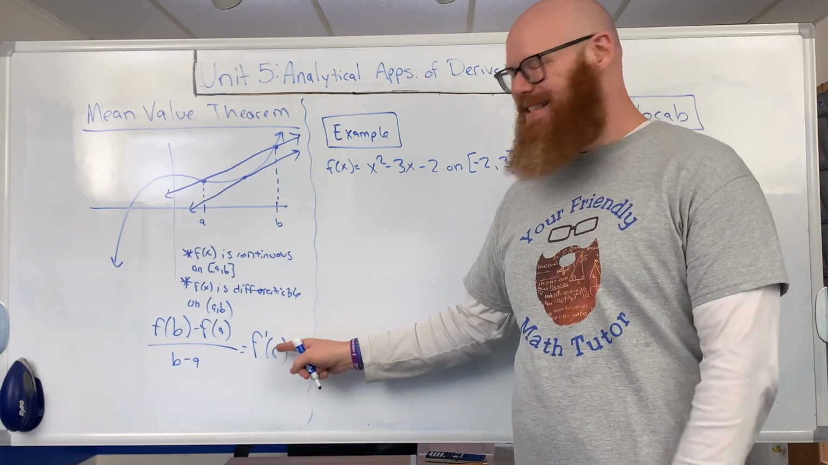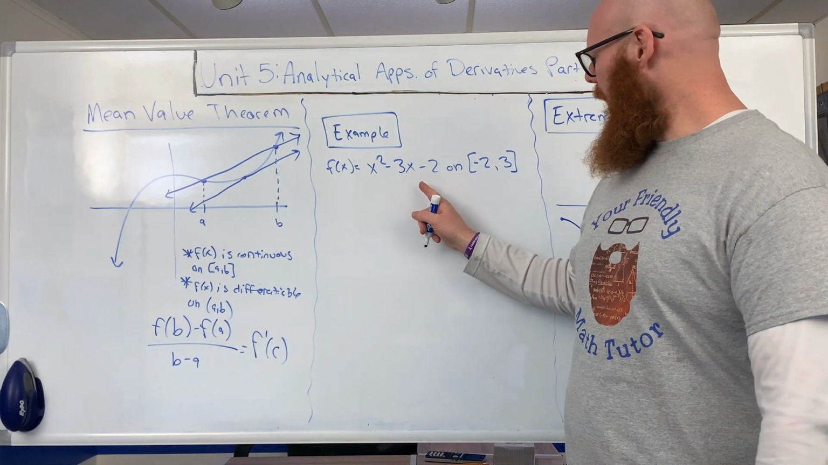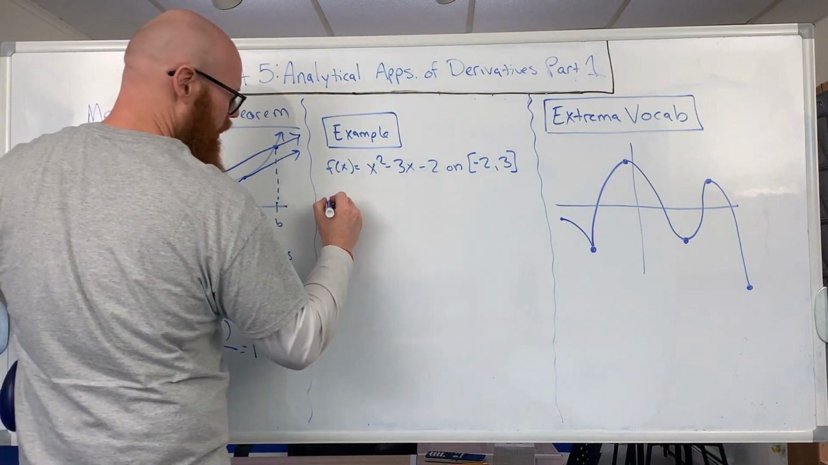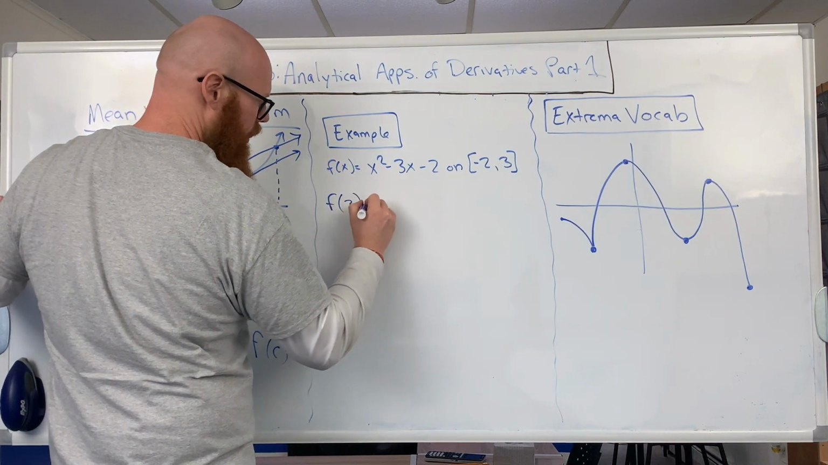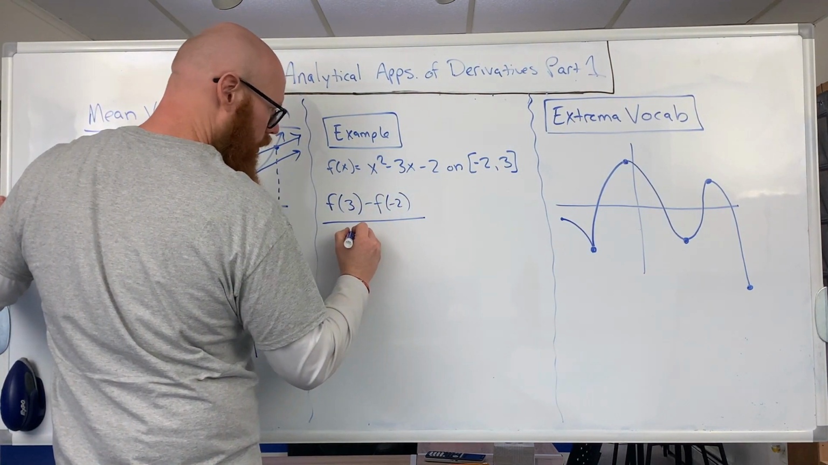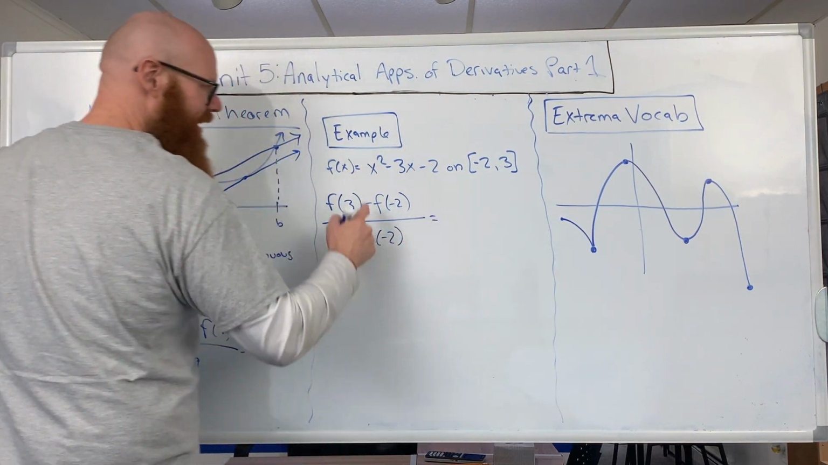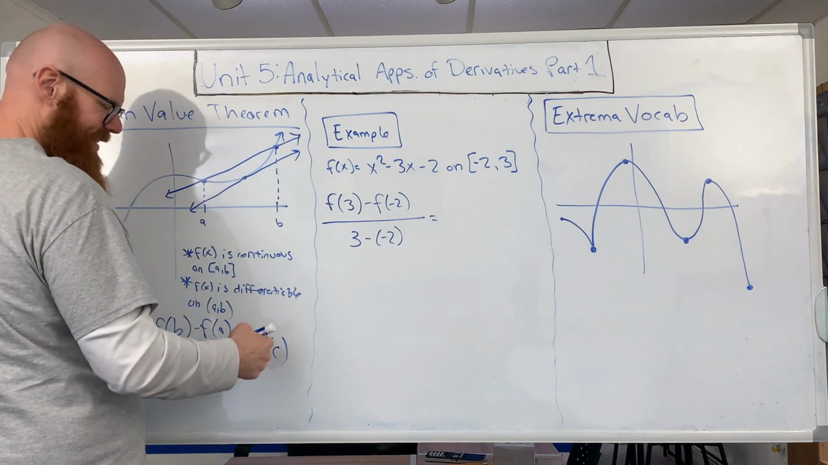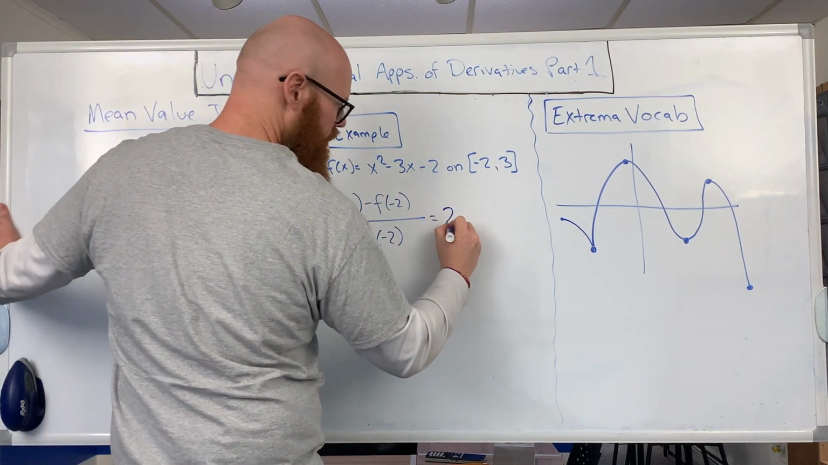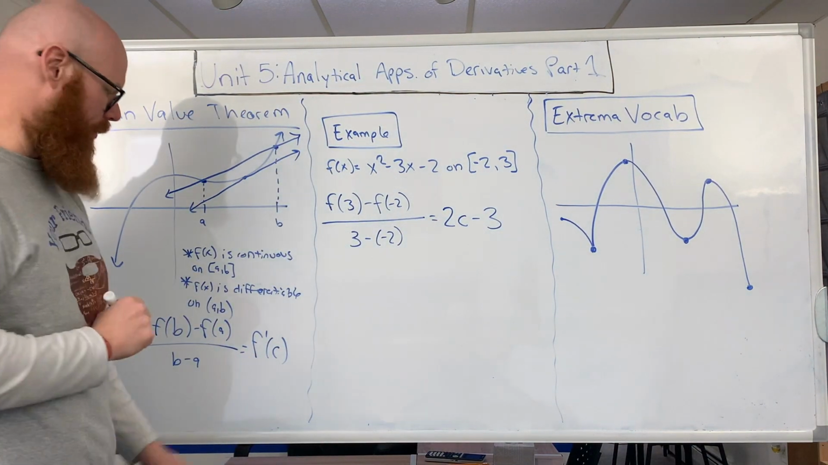It guarantees that there's at least one value. There could be more than one. And the way we do that is, let's first find the slope of our secant line. So that's f of 3 minus f of negative 2 all over 3 minus negative 2. That's going to equal the derivative with c substituted in. The derivative is 2x minus 3, so that's going to be 2c minus 3. That is f prime of c.